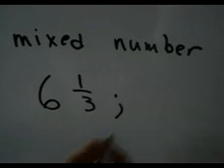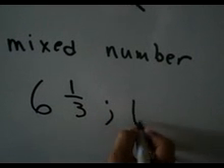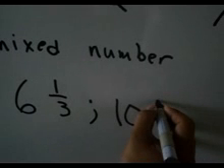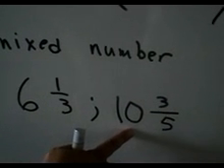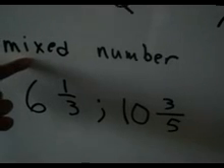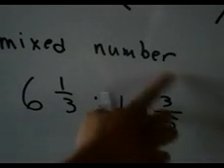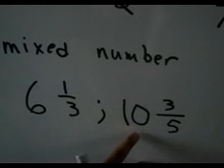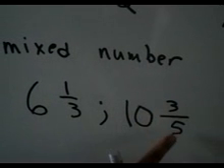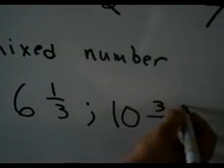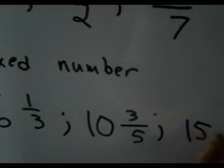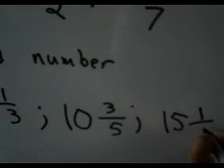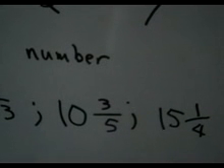Another example of a mixed number is 10 and 3/5. This is also an example of a mixed number. We can properly read this as 10 and 3/5. Another example of a mixed number is 15 and 1/4. This is an example of a mixed number.